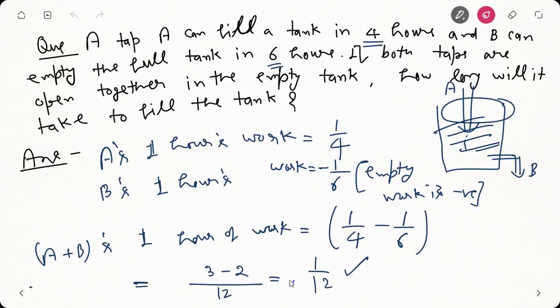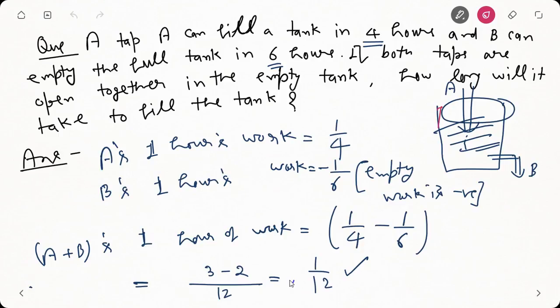So the question is given as: there is a tap A which can fill the tank in 4 hours, and there is a tap B which is emptying the tank in 6 hours. If there is a full tank and only B is open, then it will empty the whole tank in 6 hours. So if both the taps are open, how much time will they take to fill the whole tank?